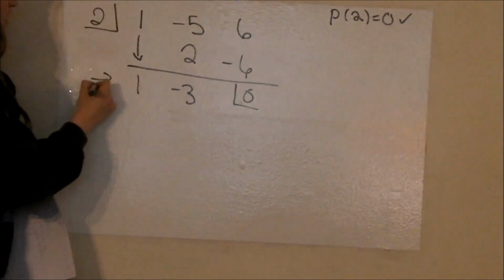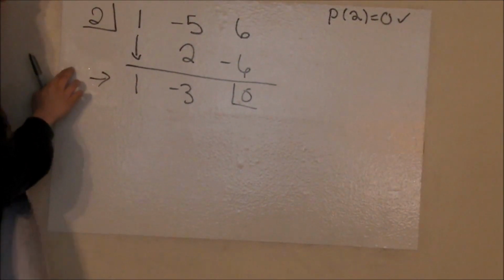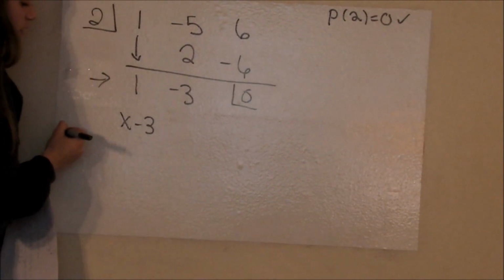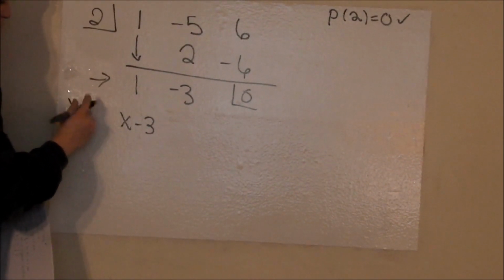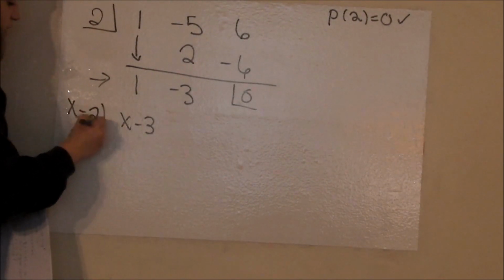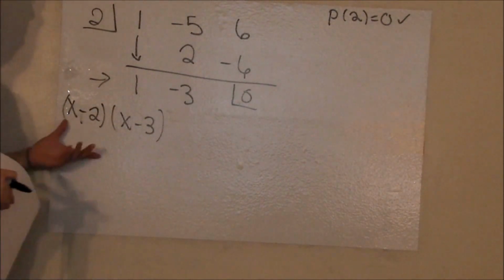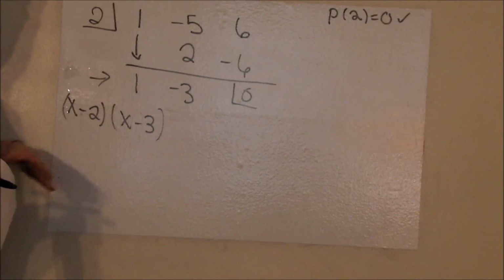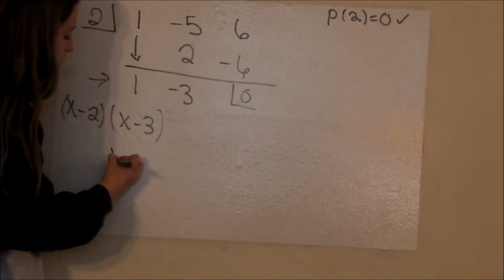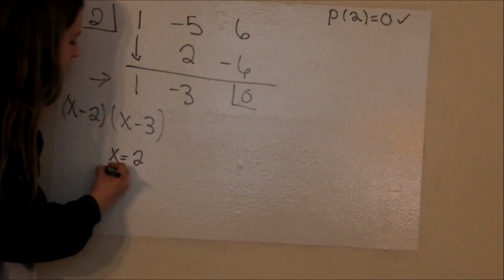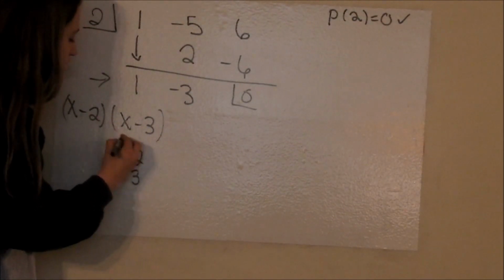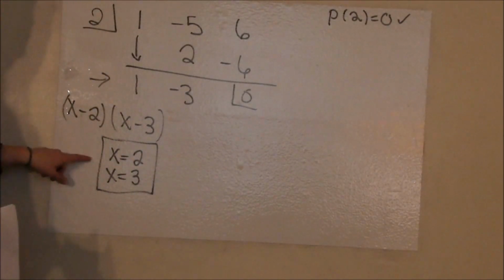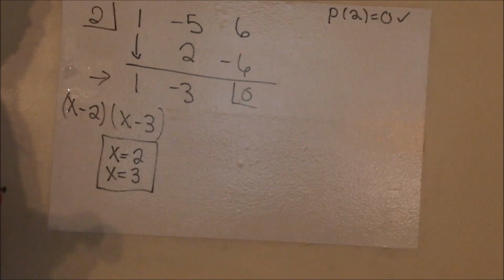So now we get our depressed polynomial. That's going to be x minus 3. And then we have x minus 2 as a factor as well. So here's our factorization. If we distribute back through, we're going to get back to our original polynomial. But here, I want you to actually state what your zeros are. So we're going to have x equals 2 and x equals 3 as our zeros. So these are our rational roots for this problem.